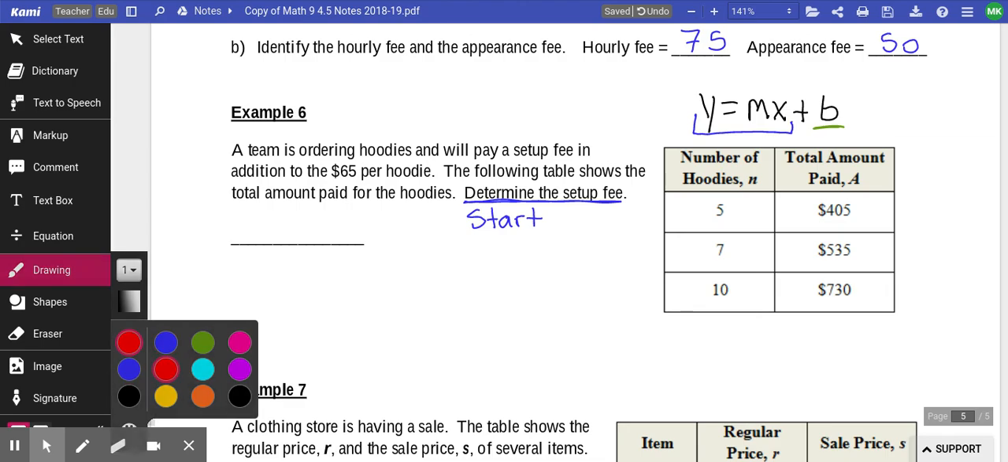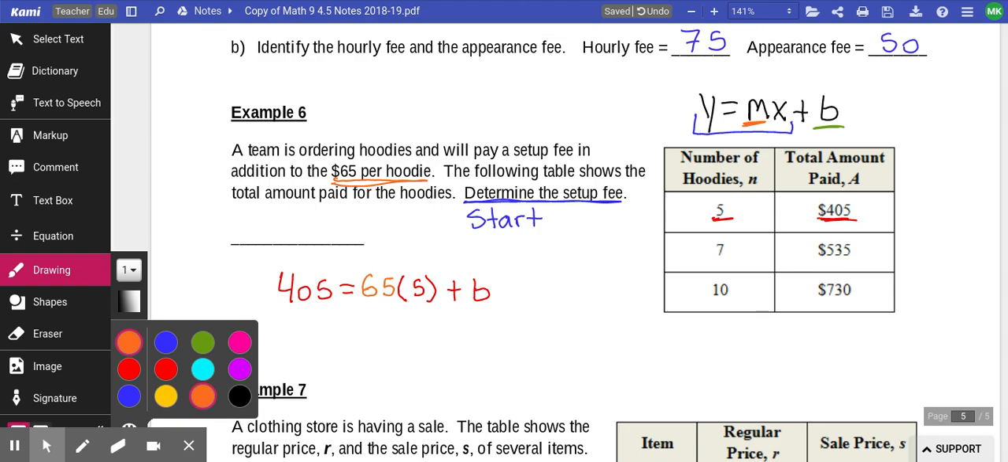We're going to use the point (5, 405) as our input and our output. My output is 405. That goes first. Equals m, which is my rate, times my input, which is 5. Plus b, which is my starting value. So I don't have an m yet. I filled in an output and an input. My m is my rate of change. The question told me my rate is 65 per hoodie, so I can put 65 right there.